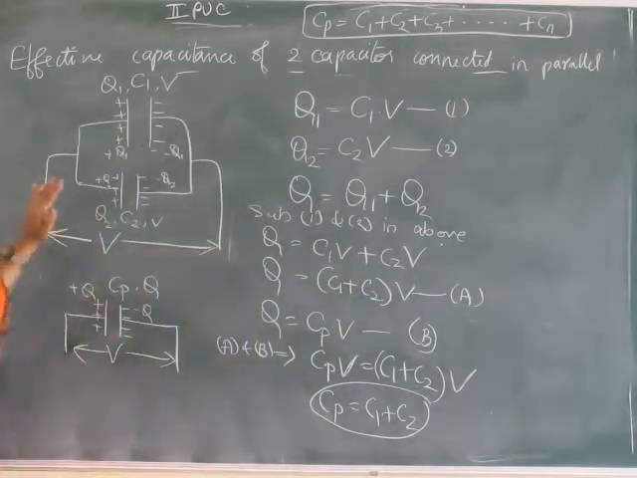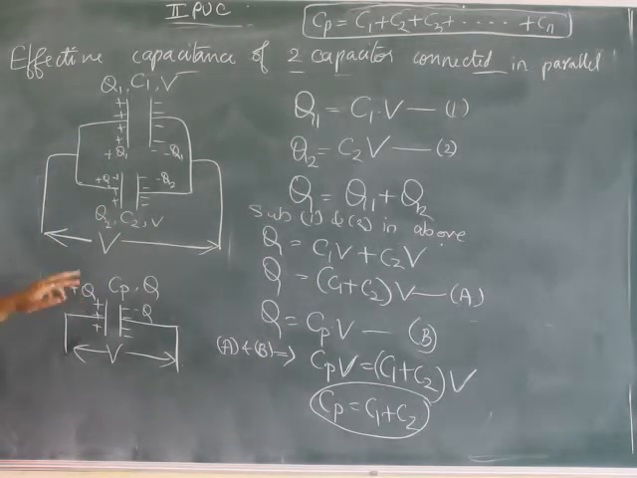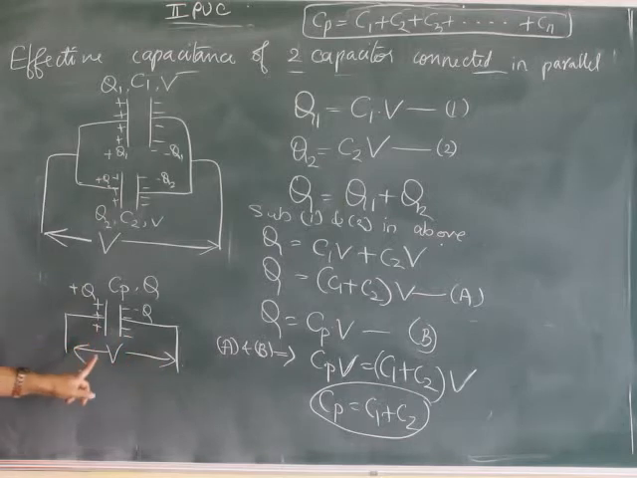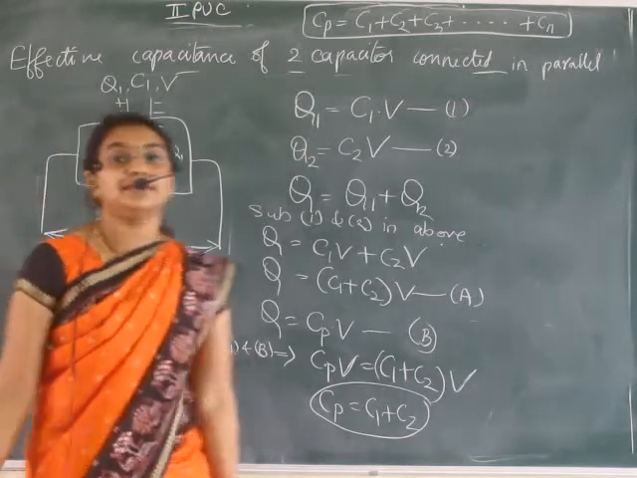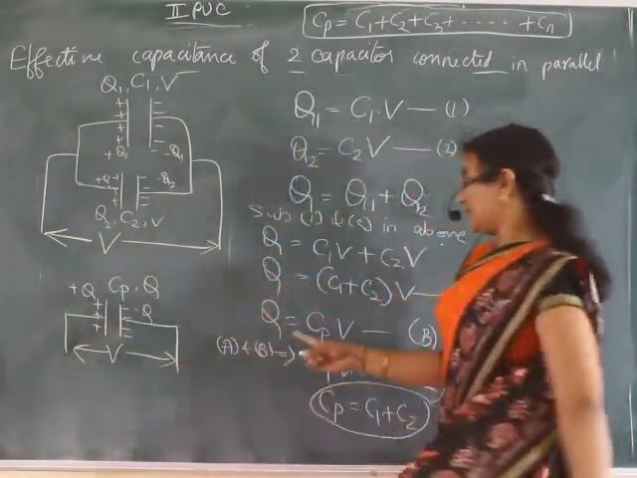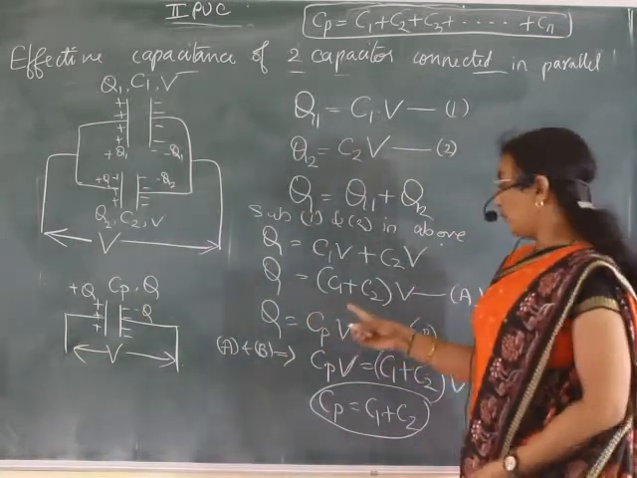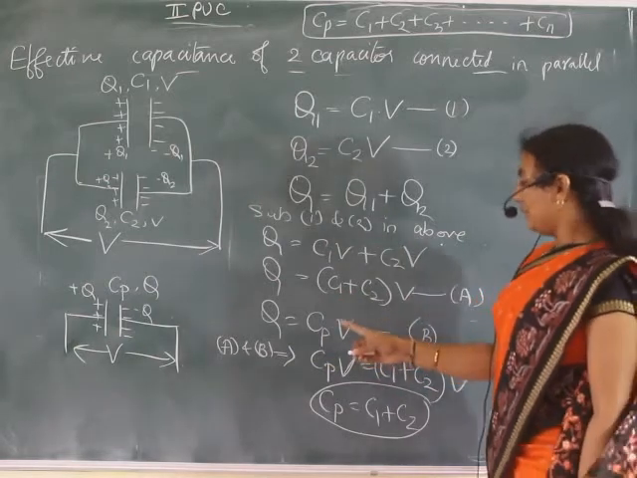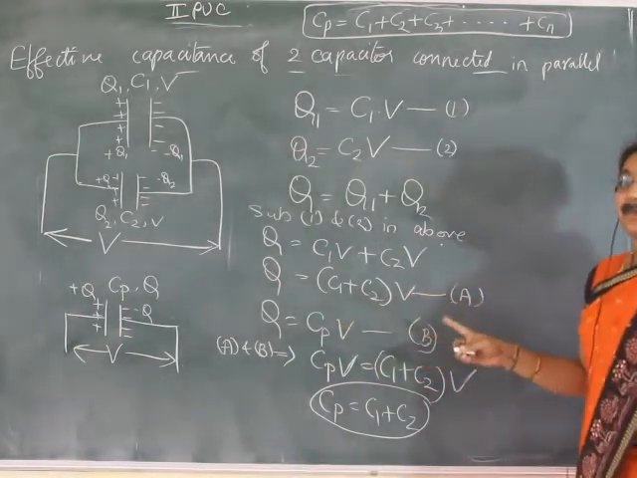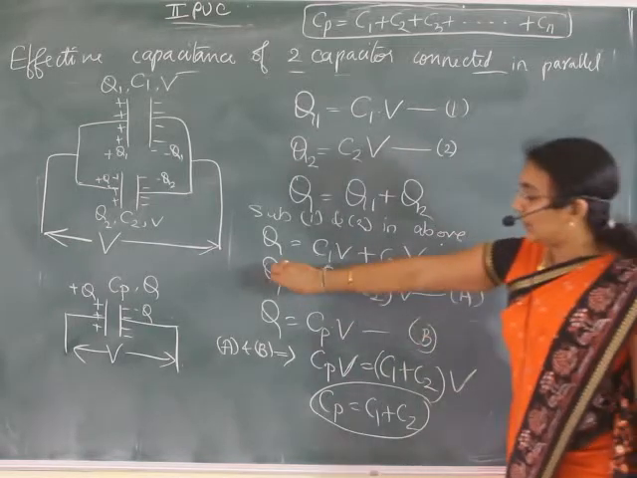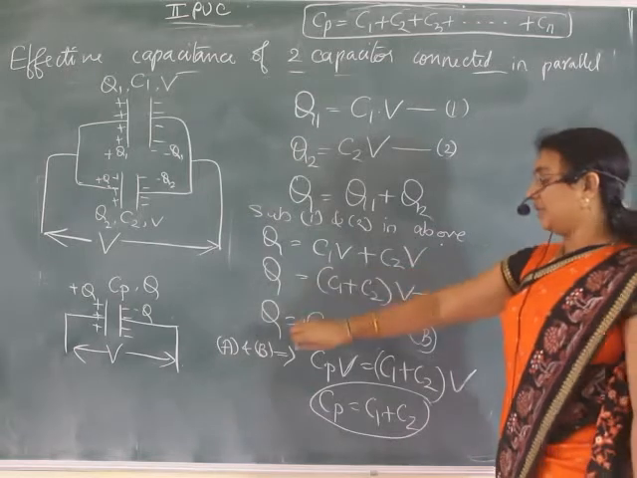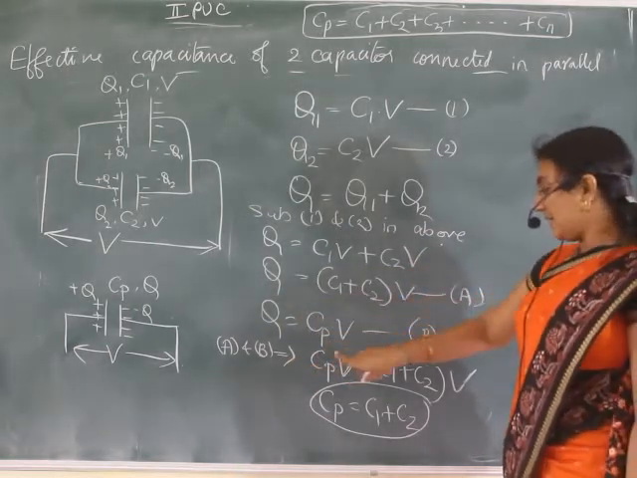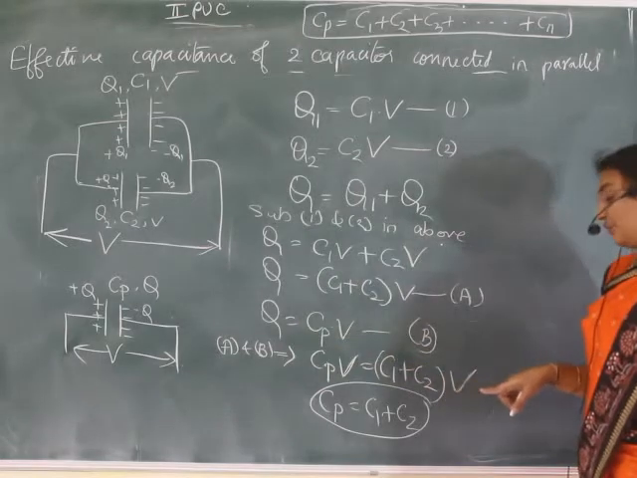We will replace these two capacitors by a single equivalent capacitor of capacitance CP, and the potential difference will be maintained the same, that is V. Then the charge stored across the capacitor is Q. Therefore, Q is equal to CPV. Equations A and B are equal, Q and Q are equal. Therefore, from equations A and B, we can say CPV is equal to (C1 plus C2) into V.